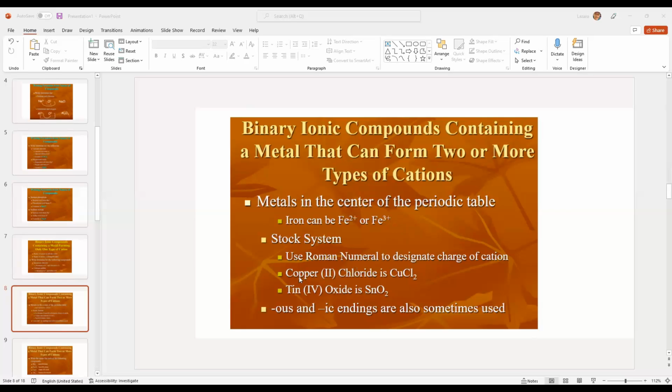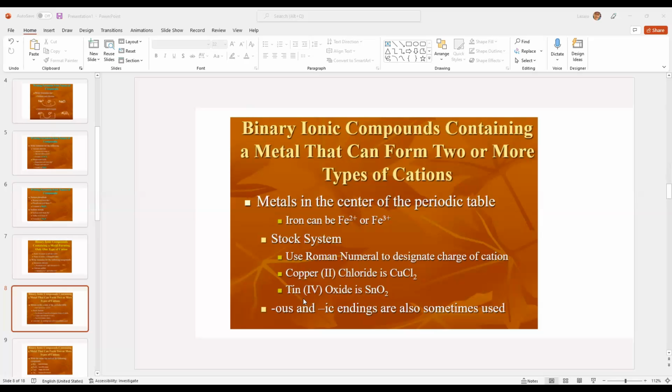For example, here you have copper 2. Copper 2 is copper plus 2. And here you have tin 4. Tin is a representative element, but tin and lead can have 4 plus or 2 plus. So we have to distinguish them by using Roman numerals.